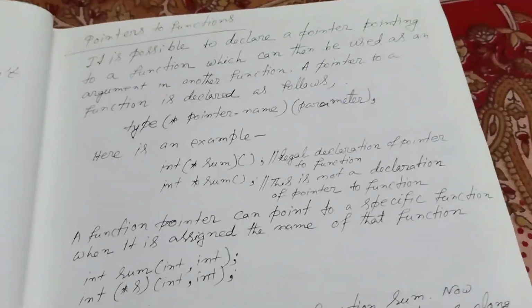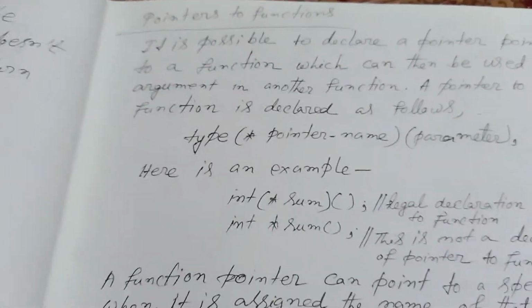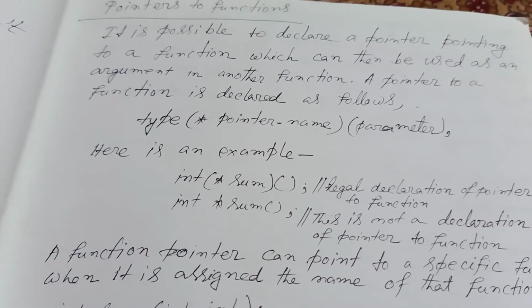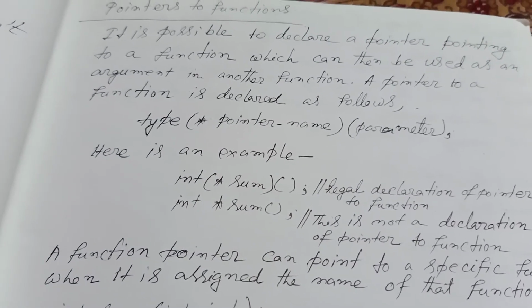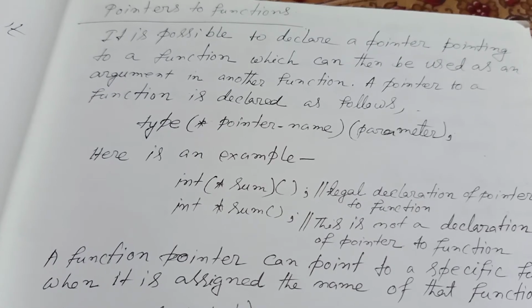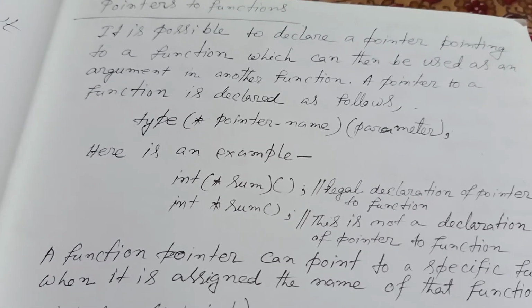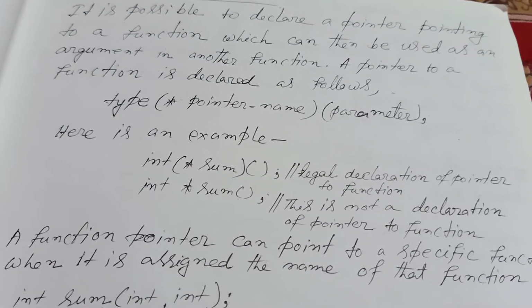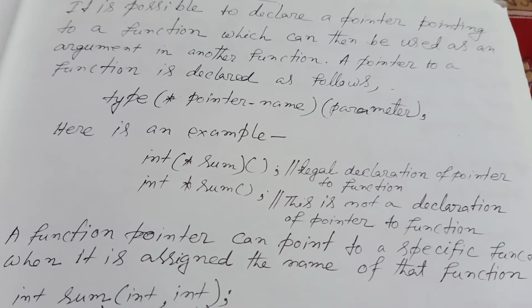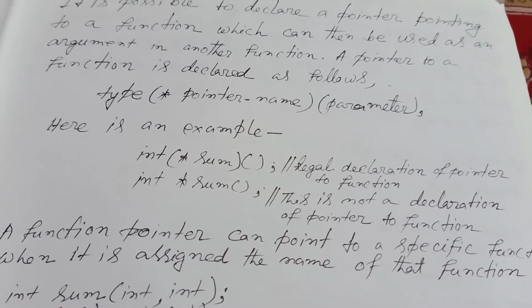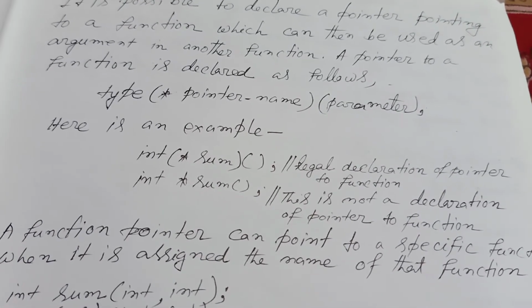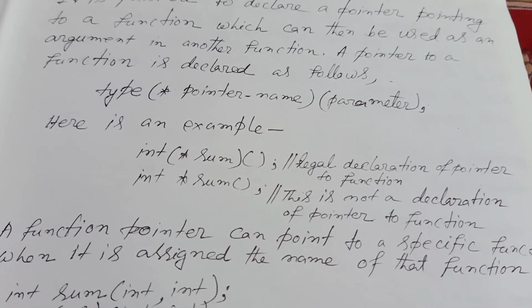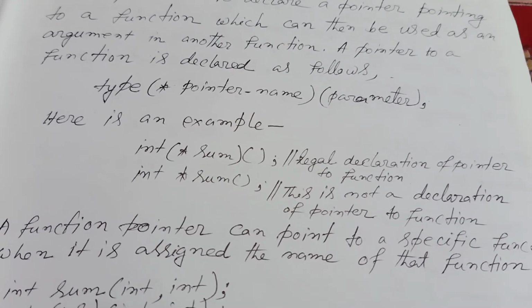So we are coming to the next point. What is the point? Pointers to function. It is possible to declare a pointer pointing to a function which can then be used as an argument in another function. A pointer to a function is declared as follows.